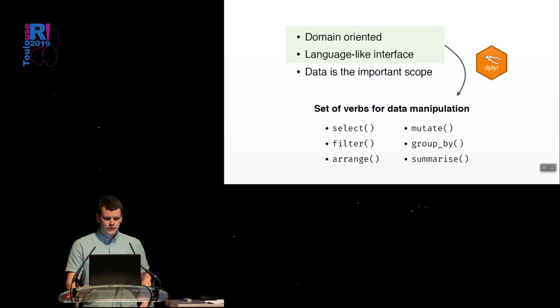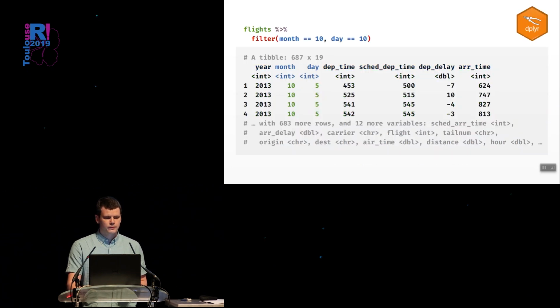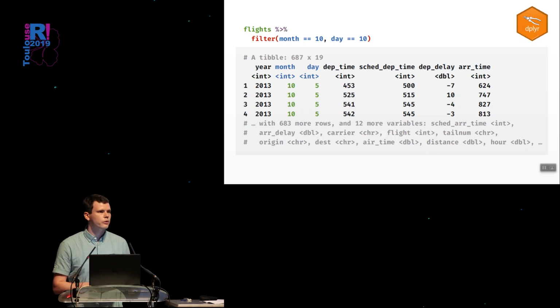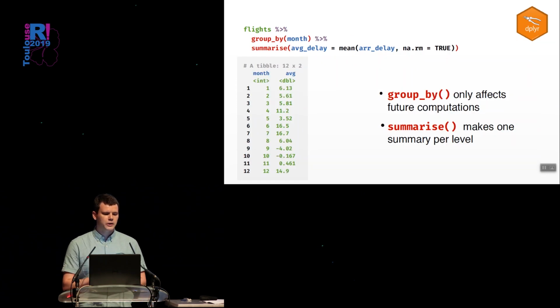So, for example, dplyr is a package that provides a set of verbs for data manipulation. If I have a data frame, I can filter it for a specific month and day. I can add new columns to it from old columns. Or I can group it by a grouping variable and then summarize it with a summary function like min. And in this case, I'm taking the mean of arr_delay within each level of month.